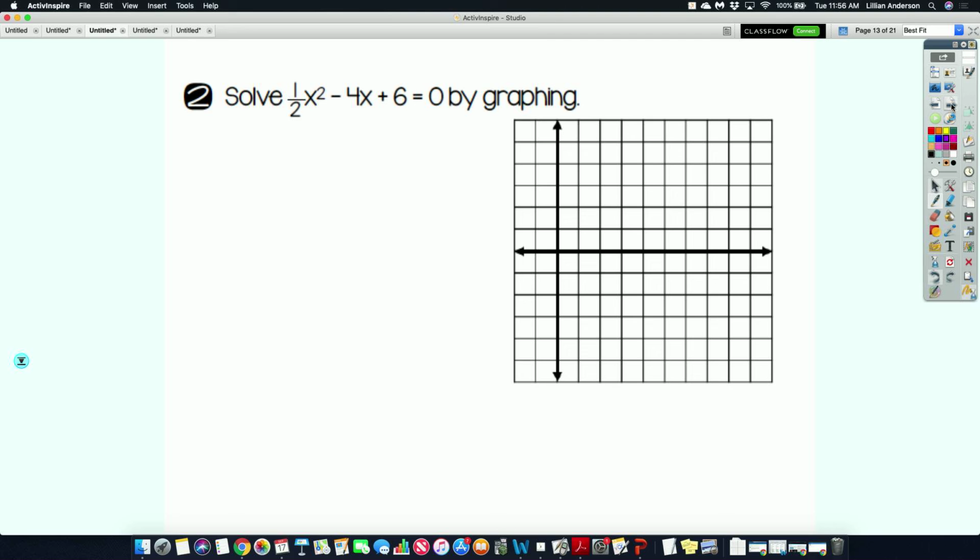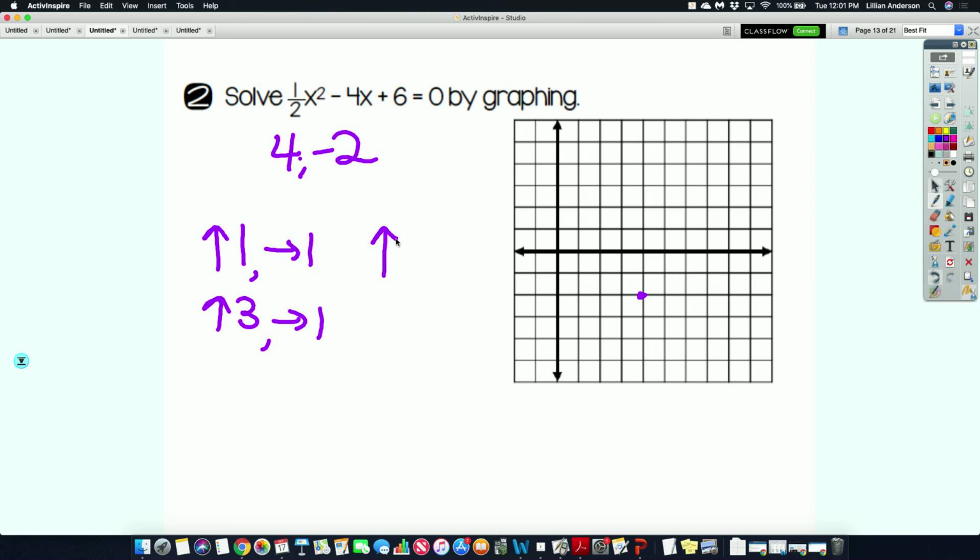Do number 2. See if I can get the pattern. First step is I need to find the what? The vertex. What was my vertex? 4, negative 2. Okay, 4, negative 2. Now, normally my pattern is up 1 over 1, up 3 over 1. But my a is 1/2, which means I'm going to go up how many? 0.5 or 1/2, then over 1.